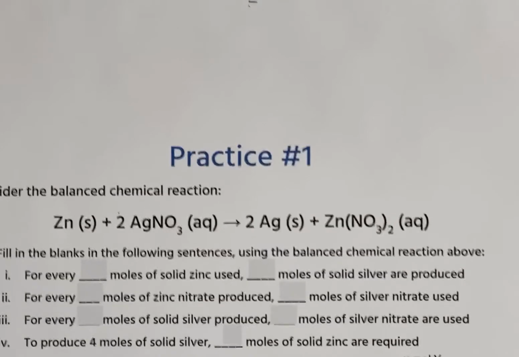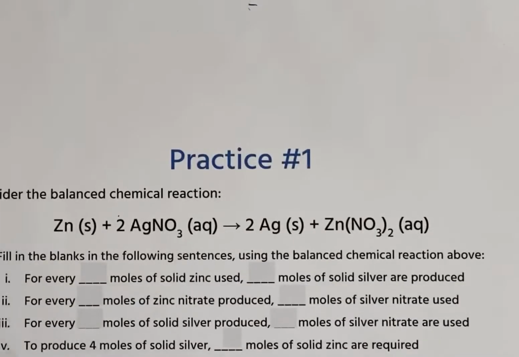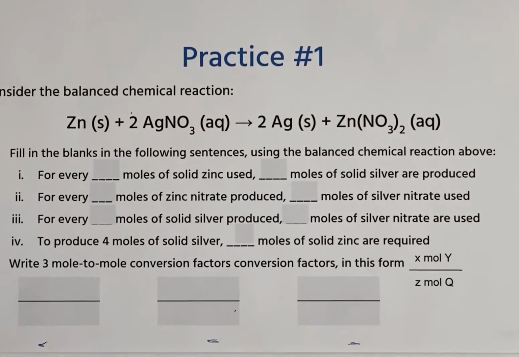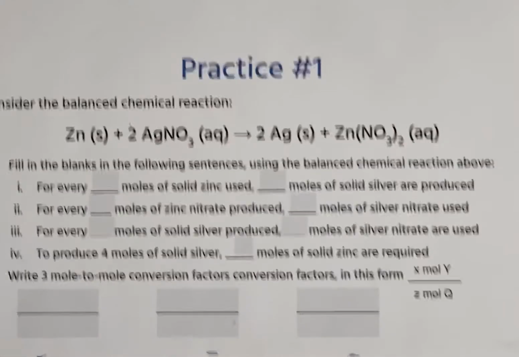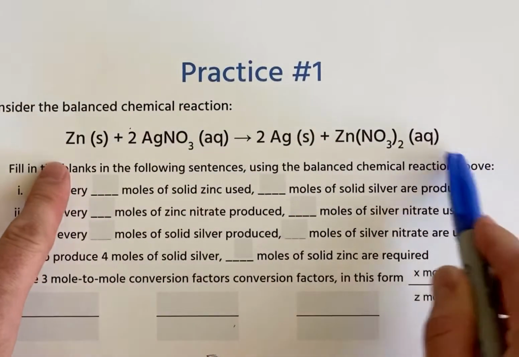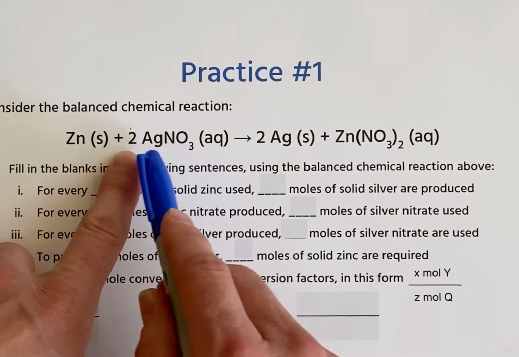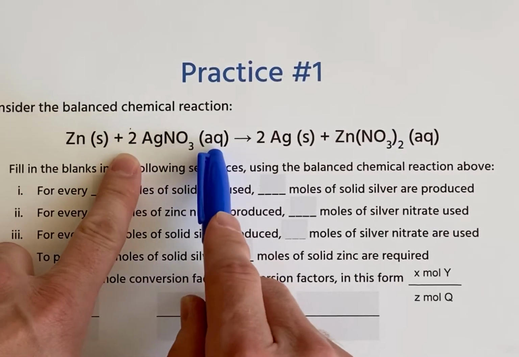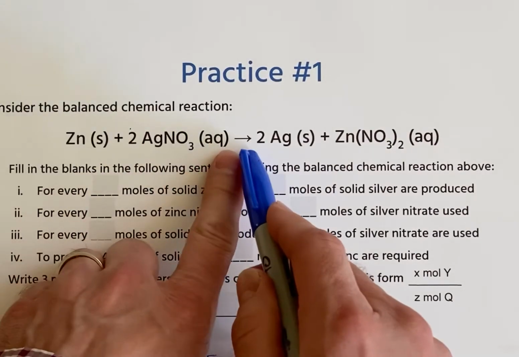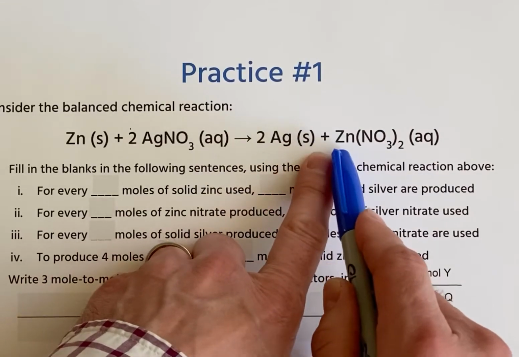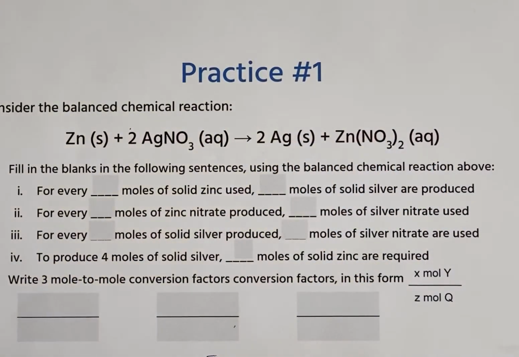This week's assignment has these 3 practices. In practice number 1, I'm just going to double check here, make sure everything's in the field of focus. Okay, so practice number 1, we have this balanced equation. We have 1 mole of solid zinc reacting with 2 moles of aqueous silver 1 nitrate solution, and that's going to yield 2 moles of solid silver and 1 mole of zinc 2 nitrate solution.